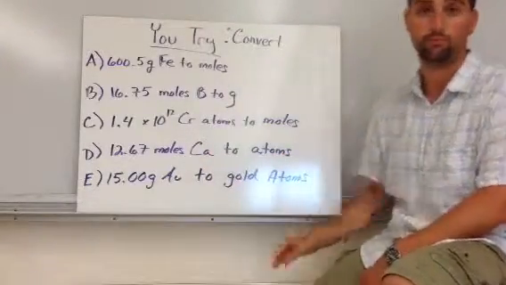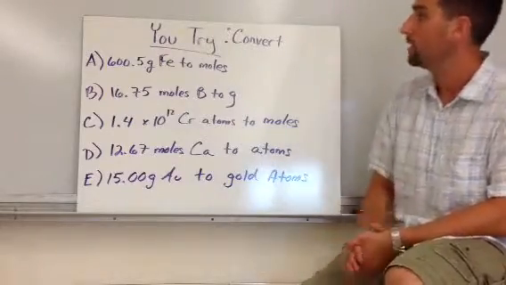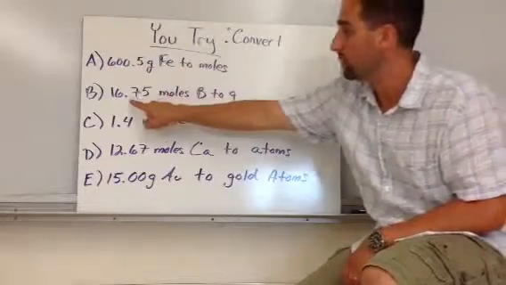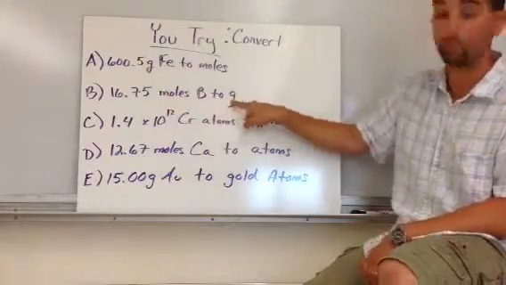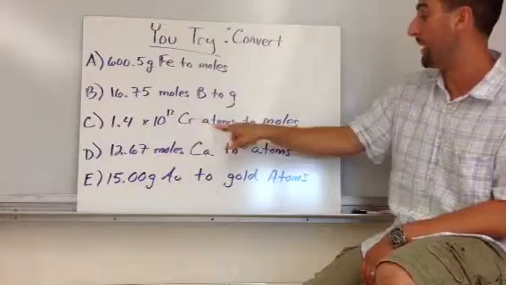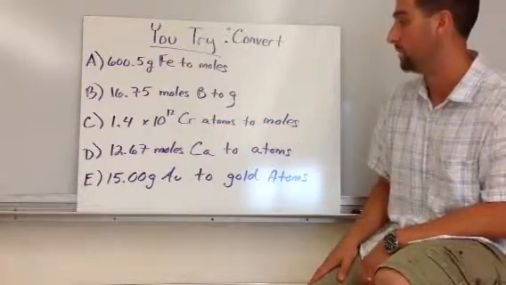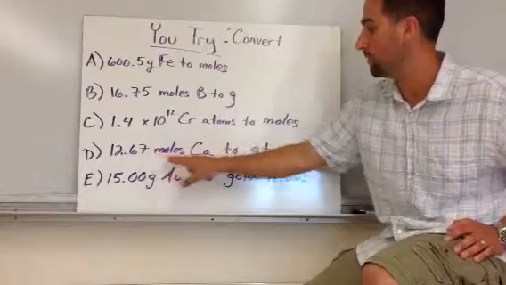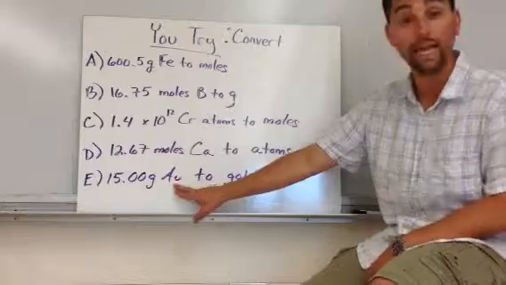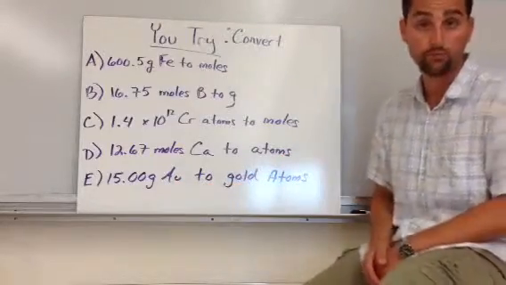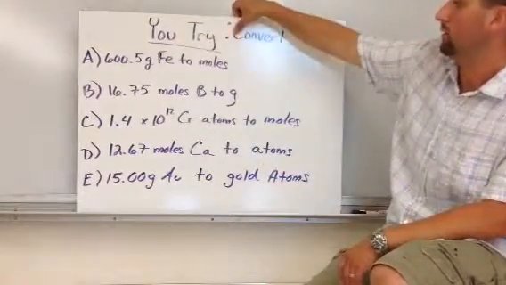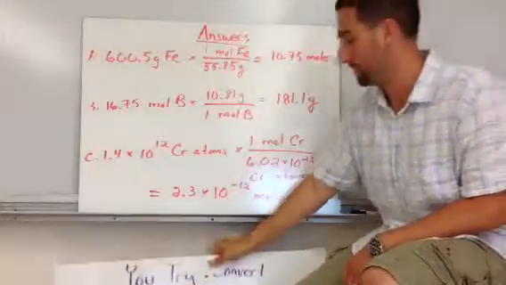So now you try it. Take a moment, pause the video, convert 600.5 grams of iron to moles of iron, 16.75 moles of boron to grams of boron, 1.4 times 10 to the 12 chromium atoms to moles of chromium, 12.67 moles of calcium to atoms of calcium, and 15 grams of gold, Au, to gold atoms. So pause the video now and take a stab at this. Okay, so let's take a look at some of our answers here.